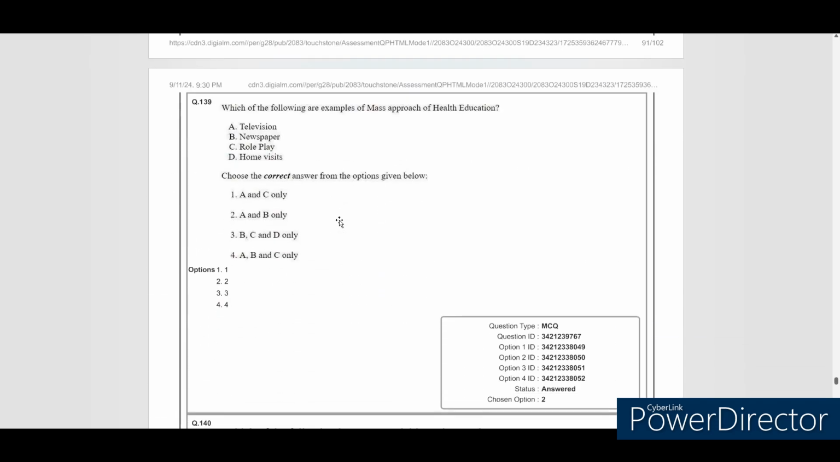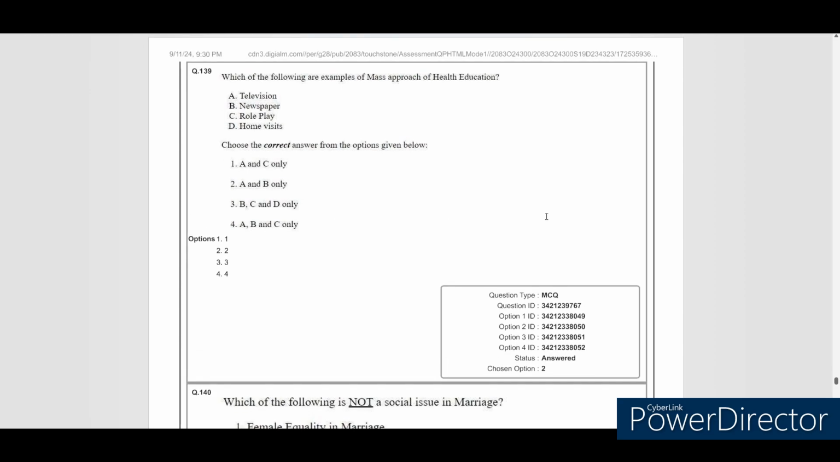Now coming to question number 139, which is a very easy and direct question. Which of the following are examples of the mass approach of health education? So the mass approach, in the sense, includes television and newspaper. So the correct answer should be option A and option B.